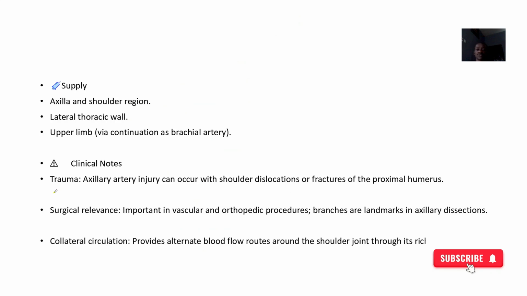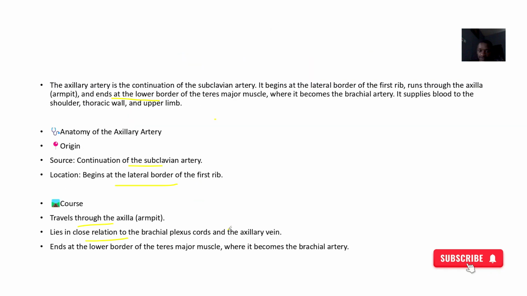Okay, so it supplies the axilla, the shoulder region, the lateral thoracic wall, and then the upper limb too. So learn about this artery because it can be involved in traumas, like fractures of the humerus. It's also important in orthopedic surgeries and vascular surgeries. Then we'll learn about it because it has a lot of branches, and the branches are basically what give the collateral supply. All of that.